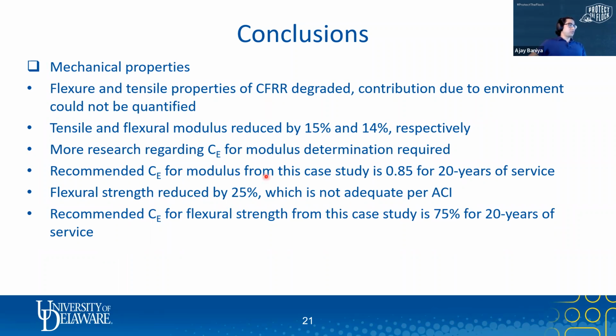The modulus was found reduced by 15%, and based on that, a 0.85 CE factor is recommended. However, more field test data is required to justify the recommendation. The CE factor of 0.85 on laboratory accelerated conditioning is already there for flexural strength, but it seems inadequate for the 25%. So we recommend at least a 0.75 environmental reduction factor after 20 years of service life.